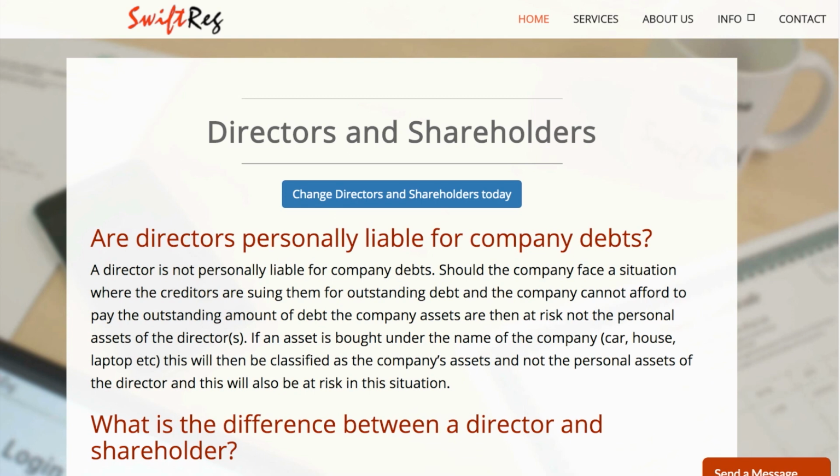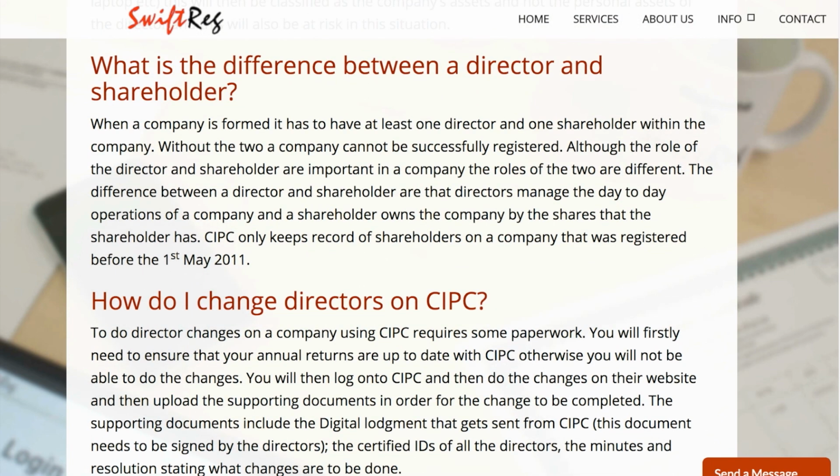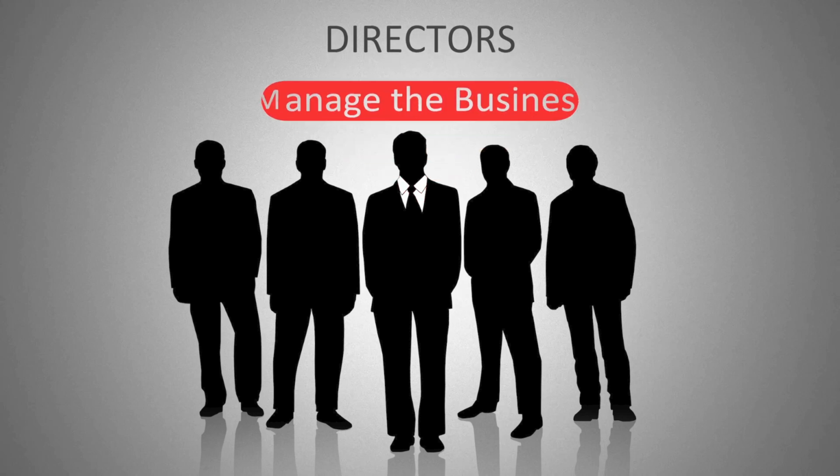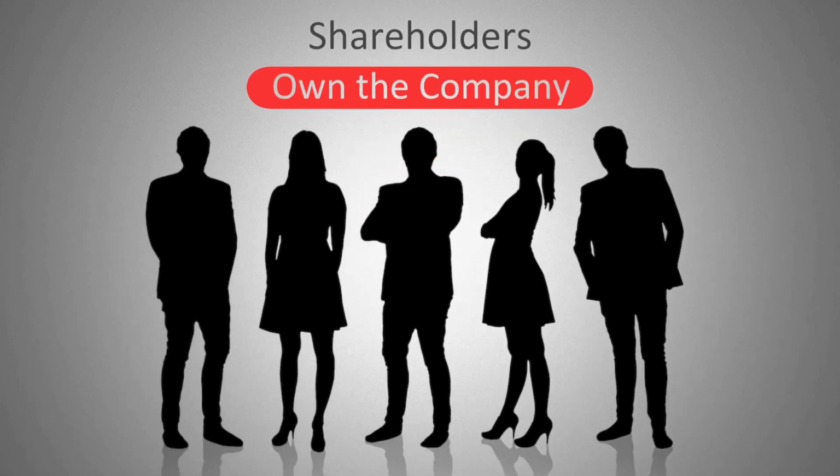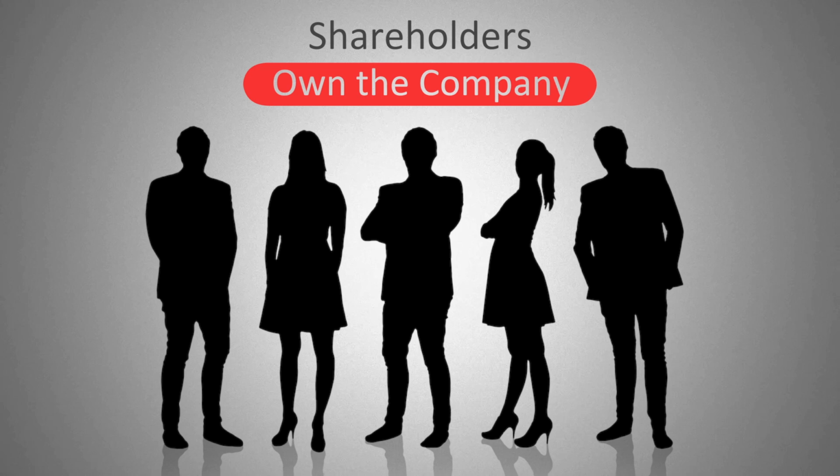The next section is where you'll indicate the number of directors and shareholders. It is essential to understand the difference between the directors and shareholders. Directors are the people who manage the business on a daily basis, while the shareholders are the owners of the company. Most of the companies we register, the directors and the shareholders are the same people, but this does not have to be the case.